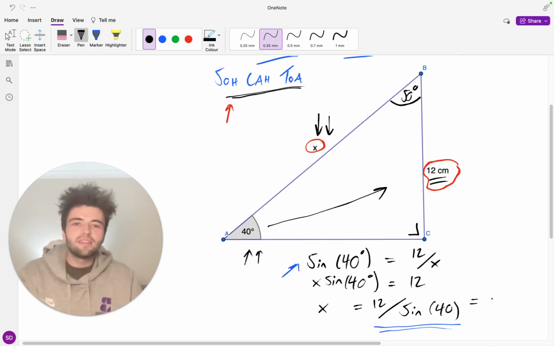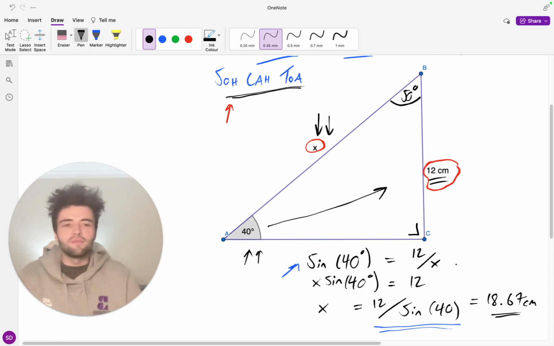When we do that, the length we get is going to be 18.67 centimeters, and that is to two decimal places. So that's going to be our final answer, and that's going to be it for this video.